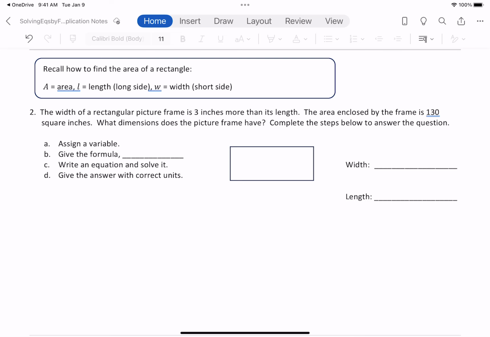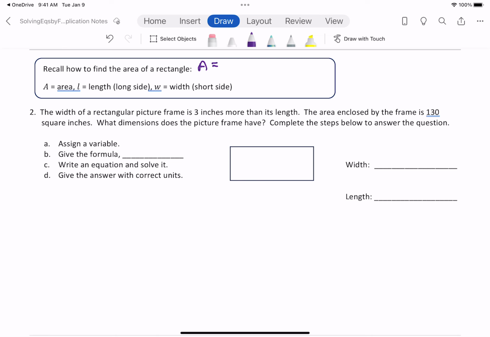The next problem that we're going to look at involves looking at the area of a rectangle. So remember that the formula for finding the area of a rectangle is A equals L times W, where A stands for area, L stands for length, which is the long side, and W stands for width, which is the short side.